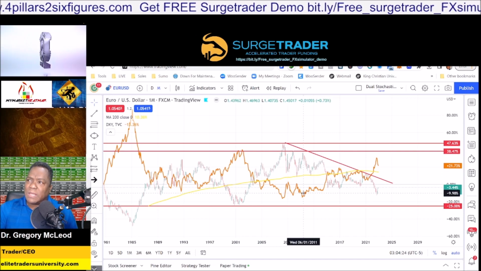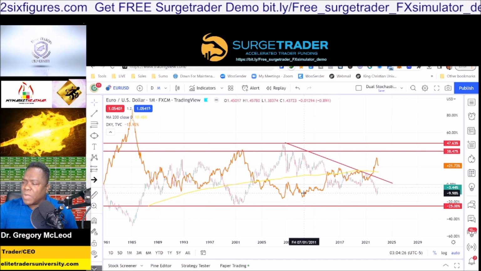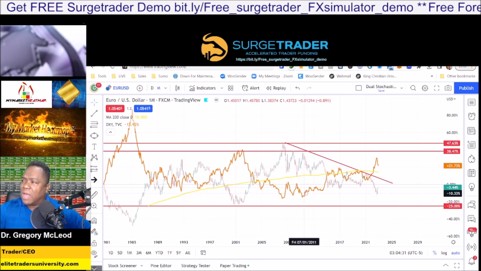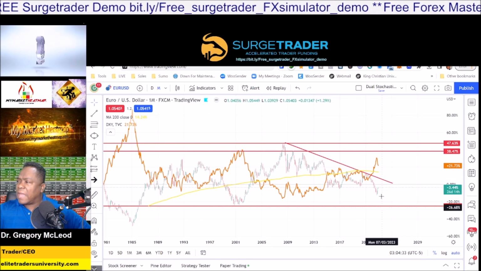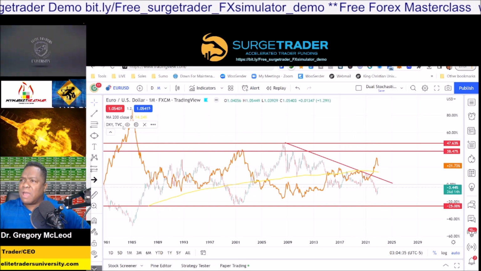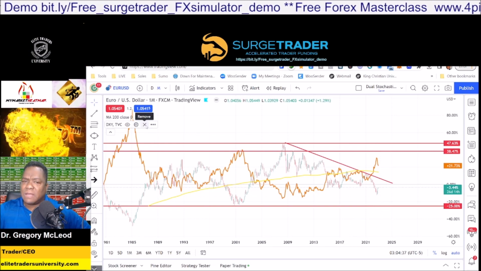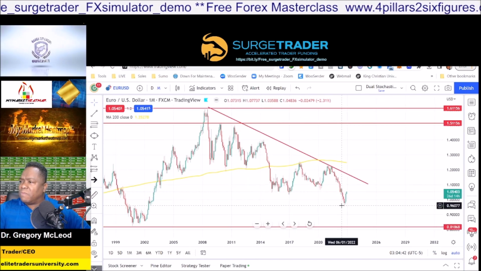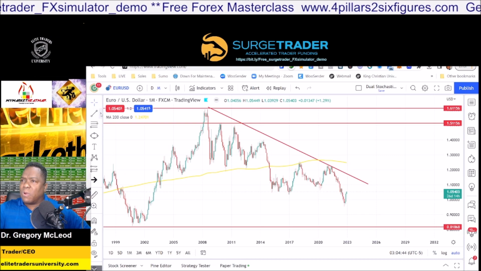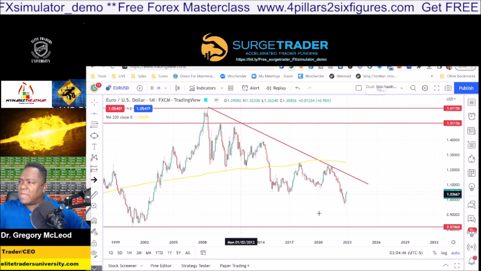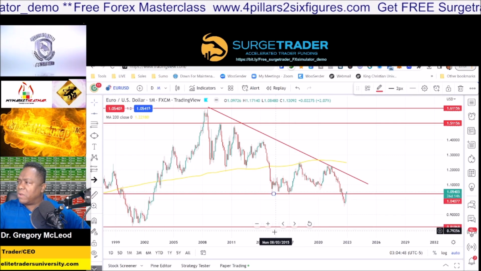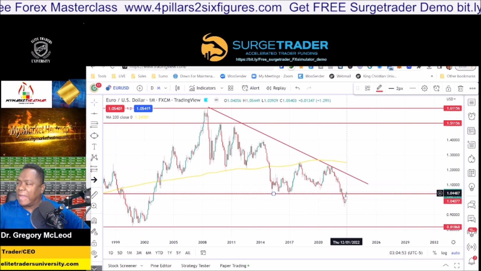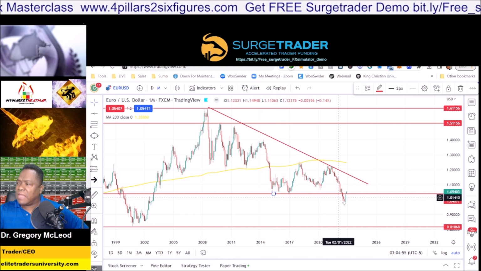Orange line representing the DXY, the dollar index, a basket of currencies versus the US dollar, and then the euro. And so we're seeing this negative correlation here. If we see this move up from these lows, we have some monthly support that came in pretty strong here at the 105.40 area.